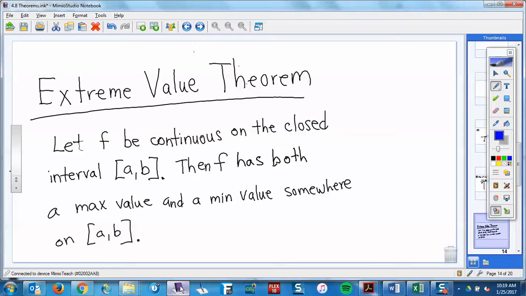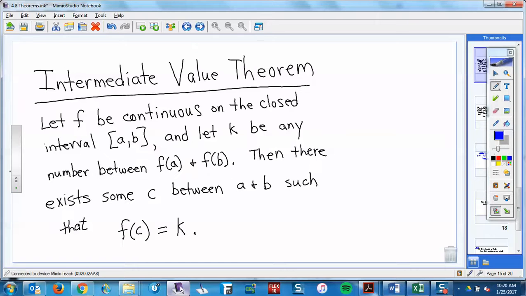So three of the questions are going to be to state theorems, right? One is this: if you have a continuous function on a closed interval, then you're guaranteed to have a max and min somewhere in there. The intermediate value theorem: again, if you have a continuous function on a closed interval, it's going to hit all the values between the endpoints, all the y values between the endpoints.